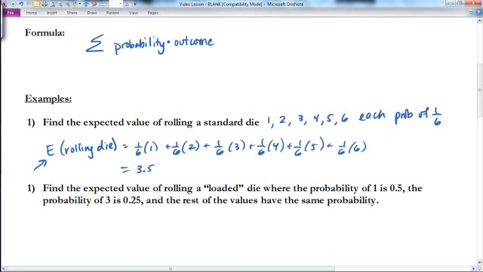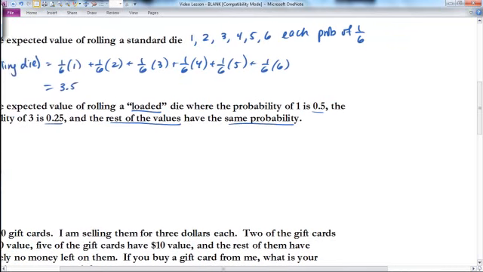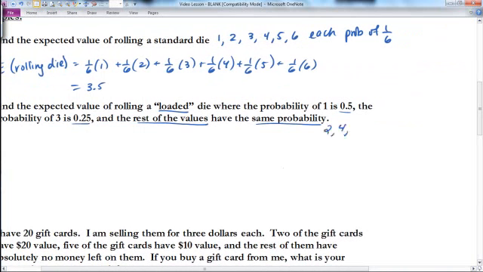Now, example 1 differs from example 2 because in example 2 we have what is called a loaded die. The problem says find the expected value of rolling a loaded die where the probability of rolling a 1 is 0.5, the probability of rolling a 3 is 0.25, and the rest of the values have the same probability. So out of my 6 values, the 1 and the 3 have values that are listed. So therefore the 2, the 4, the 5, and the 6 all have to share the rest of the probability.